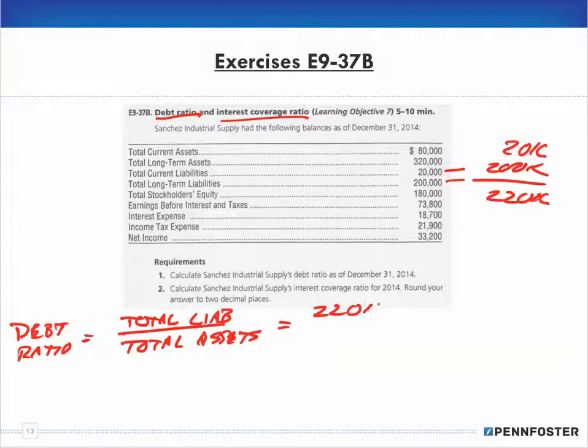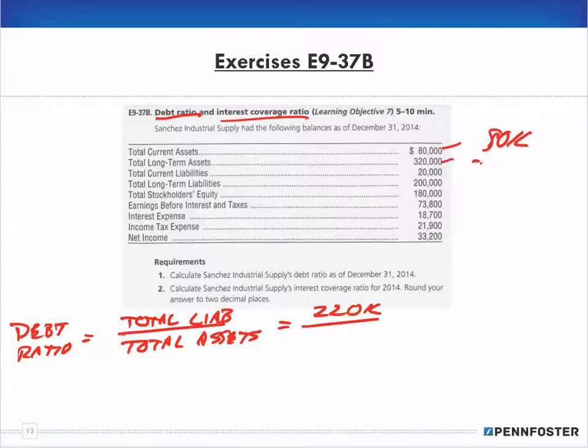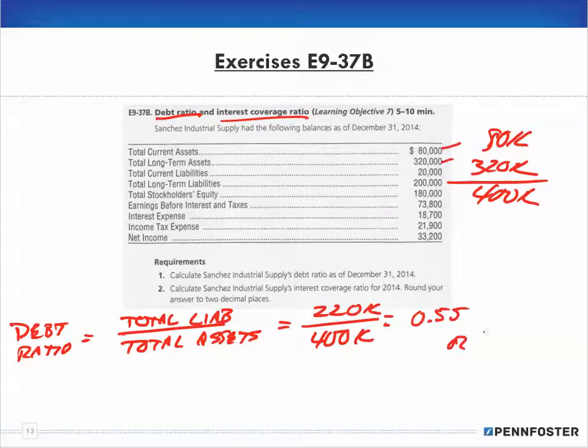So 220,000. And for our total assets, we have current of 80,000 and long-term of 320,000. So 80,000 and 320,000 is 400,000. So 220,000 divided by 400,000, and when we do the math, we get 0.55 or 55%. Okay, so that's it for our debt ratio. Relatively simple. Total liabilities over the total assets.